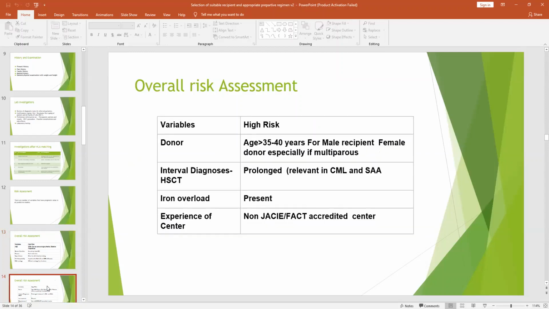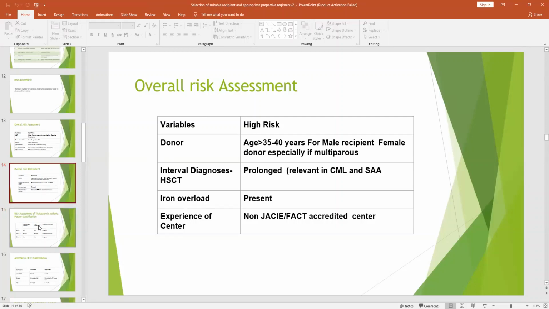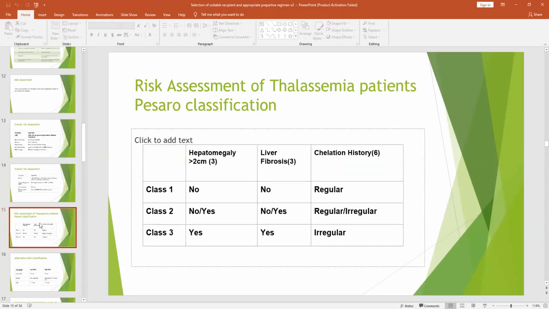And donor age more than 35 to 40 years for a male recipient, and a female donor, especially if multiparous. And the interval from diagnosis to HSCT prolonged, relevant in CML and severe aplastic anemia. Then iron overload is also a high risk, and the experience of the center. Some centers also do not have good results, so it also depends on the risk assessment.